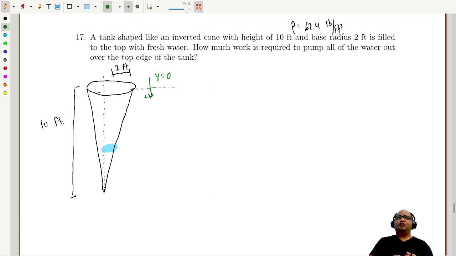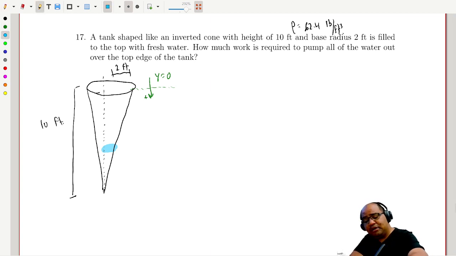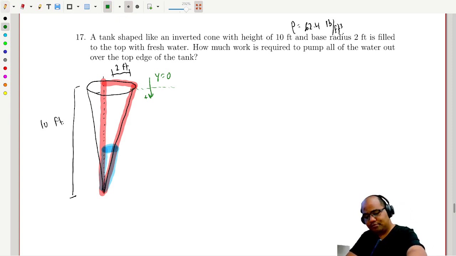So now let's set up the ratio. We have similar triangles. Let me outline the two triangles that we have. In red, we have this big triangle. And then, I'll do it in the same color here, you have the little triangle. All right, so now let's set up our ratios. Let's call this radius r. And the distance from the top to this little slab of water is y. And so this corresponding distance, the remainder, is 10 minus y.